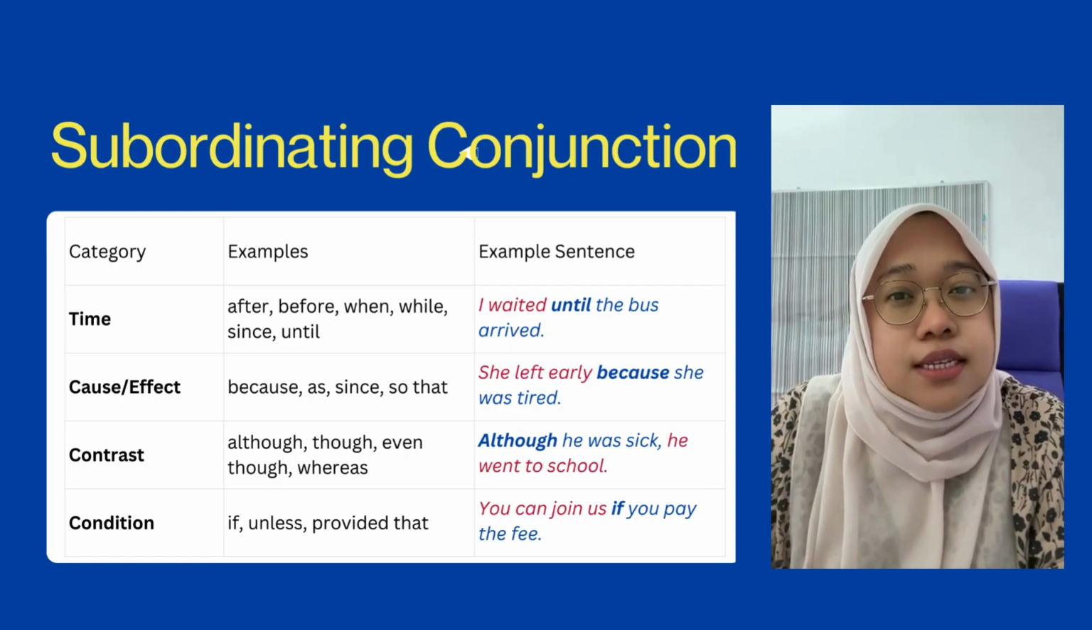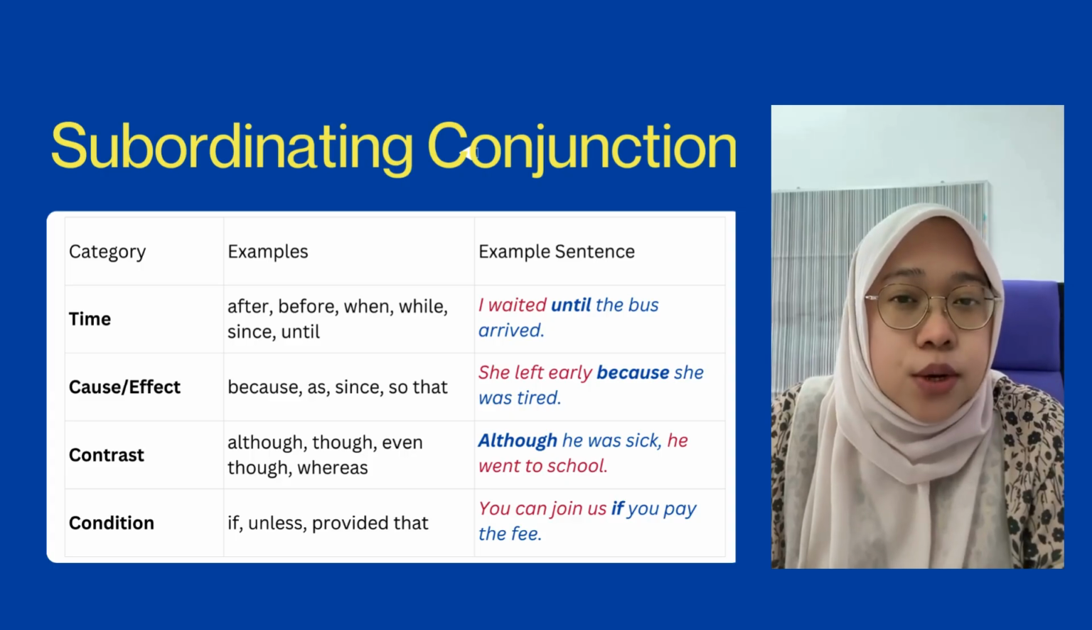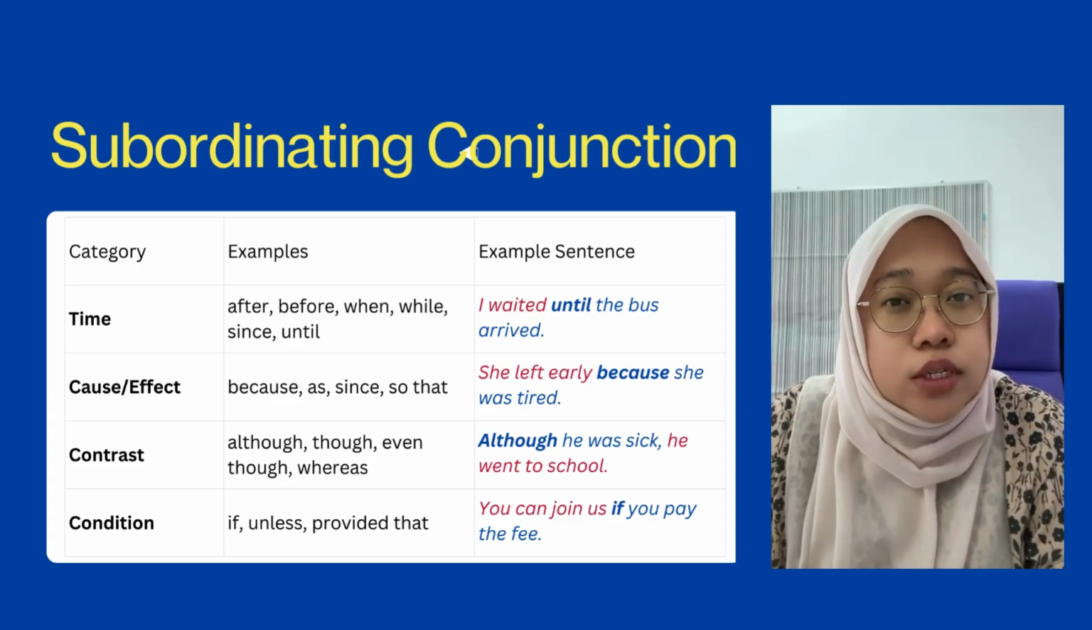So you can see the examples of sentences on the screen. Again, the maroon highlight refers to the independent clause, while the blue highlight is the dependent clause. The bolded words are the conjunctions. So these words connect ideas and make your sentences flow.